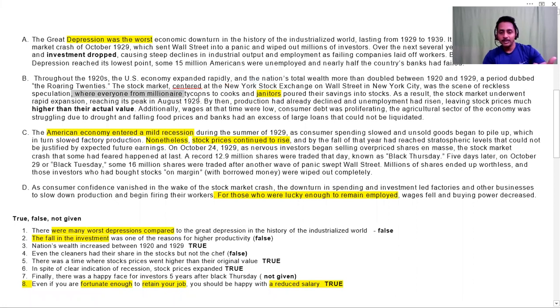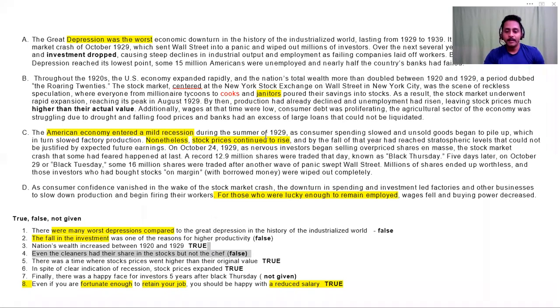Everyone from millionaire tycoons to cooks and cleaners poured their savings into stock. That means everyone had their shares. Here, the cleaners had, but not the chef. The chef also had the shares. So it's contradicting. Correct? So this becomes false. Getting it right? Any doubts?